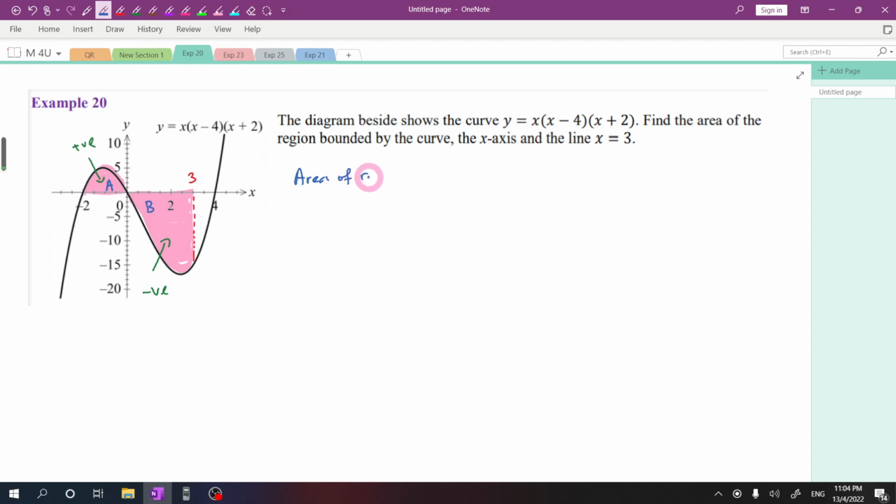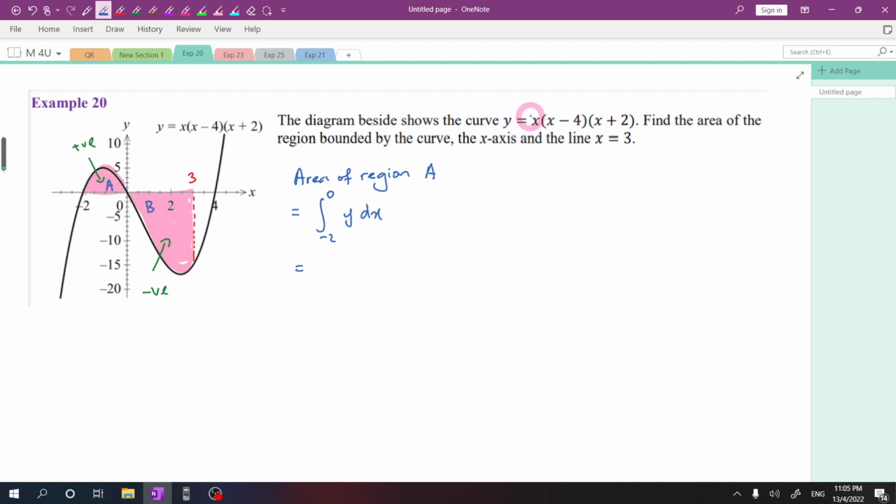Area of region A. Before start to find the definite integral, I know that I will get a positive value because this is above x-axis, right? y dx, and since this is dx, these two numbers must be taken from x-axis, which is negative 2 to 0. Okay, y is equal to this.